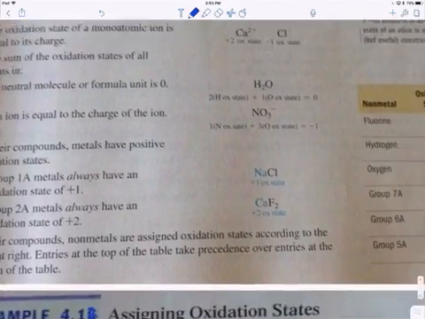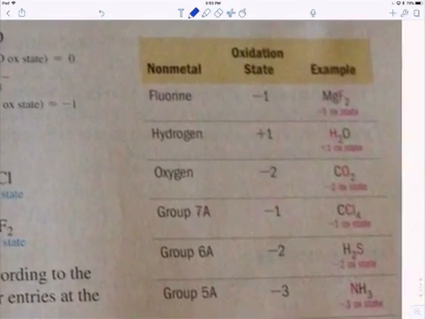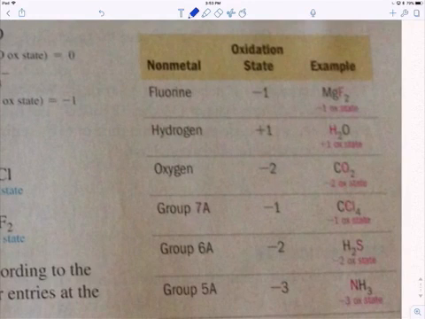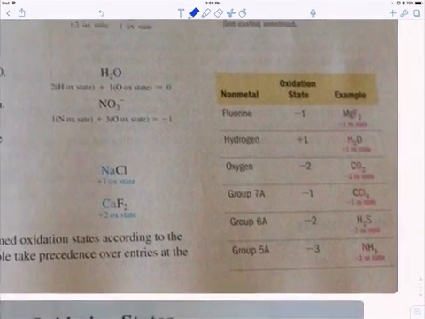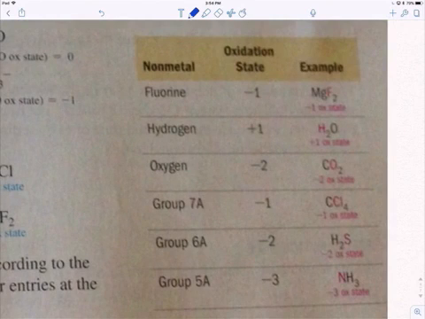And rule number 5 is a chart. Fluorine tends to be -1, hydrogen tends to be +1, oxygen tends to be -2. Group 7A, halogens, tend to be -1. Group 6A, the oxygen family, tends to be -2. Group 5A, the nitrogen family, tends to be -3. But it's about hierarchy as well. So fluorine being -1 is more important than hydrogen being +1.